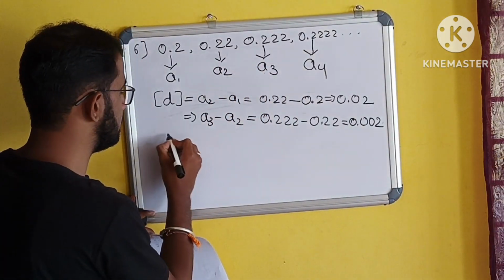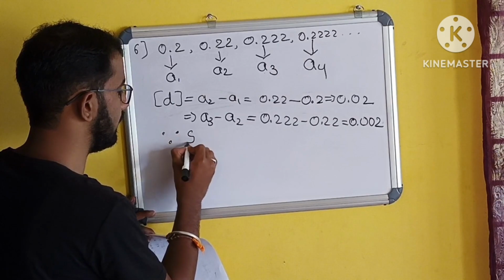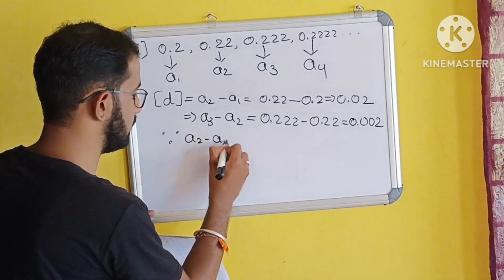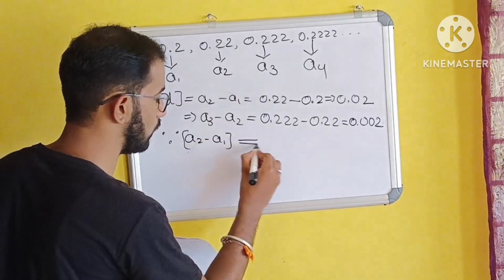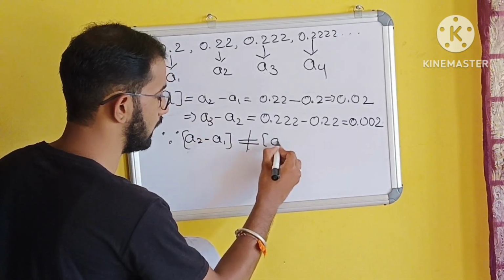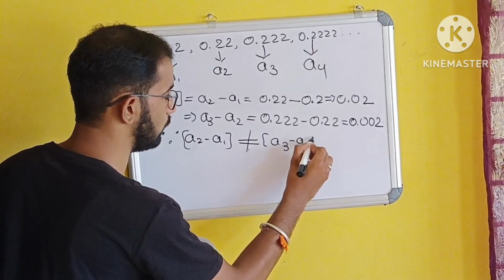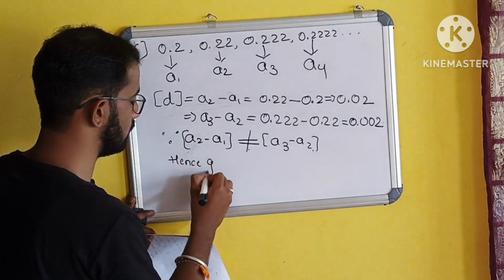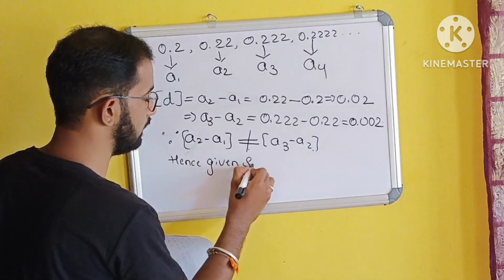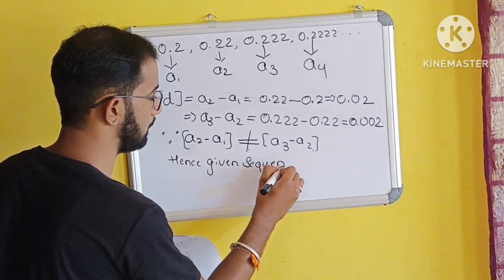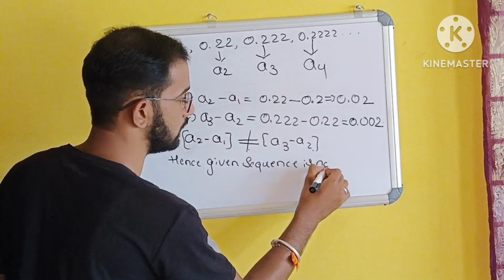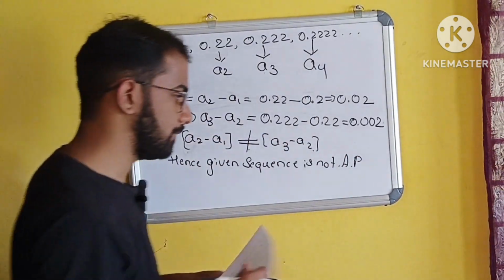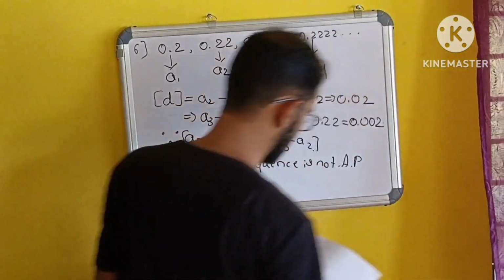Because A2 minus A1 is not equal to A3 minus A2, hence the given sequence is not AP. This is how we can check. Let's move on to the seventh question.